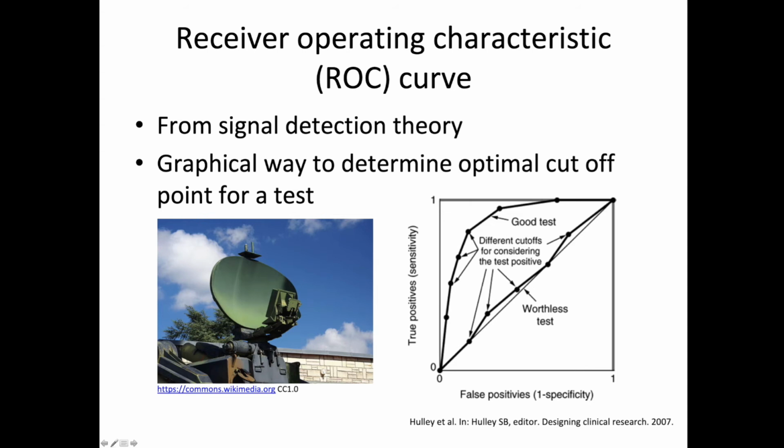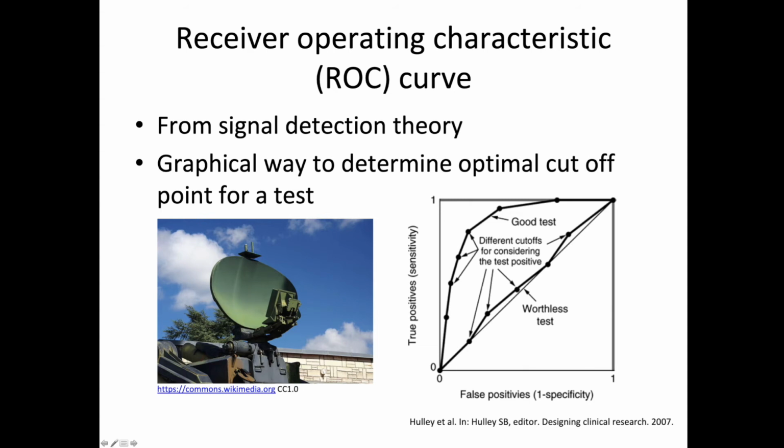And it's a good graphical way for determining the optimal cutoff for a test, and also to compare tests with continuous or ordinal variables between each other. And it basically is a plot of the number of false positives on the x-axis and the proportion of true positives on the y-axis at each potential cutoff point.